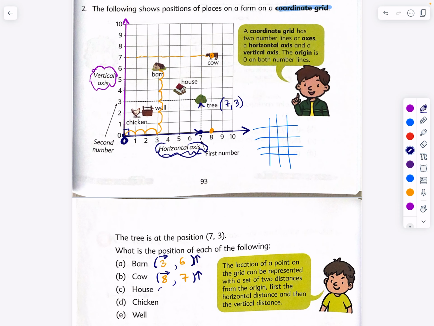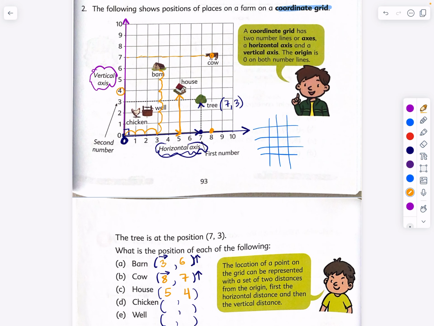Now, for the house, right? These are pairs of numbers, side, up, side, up. So now, next, let's find the house. How far do we travel to the right for the house? Well, we go 5 steps to the right, and then we go up 4 steps. How do I know? Here is my 4, right? I can read the number line, and 4 steps up.